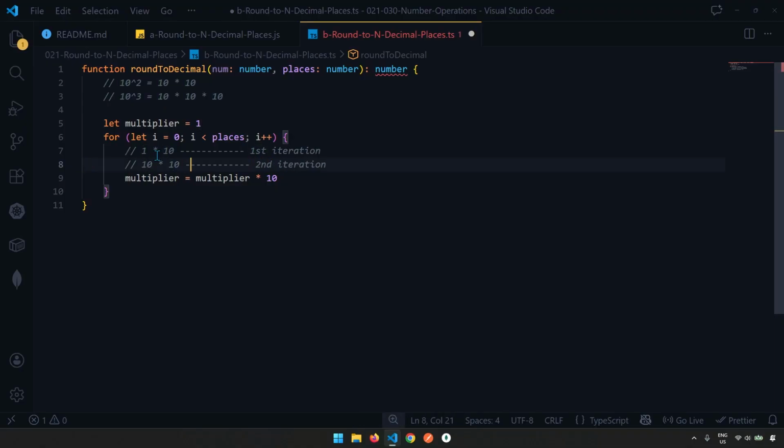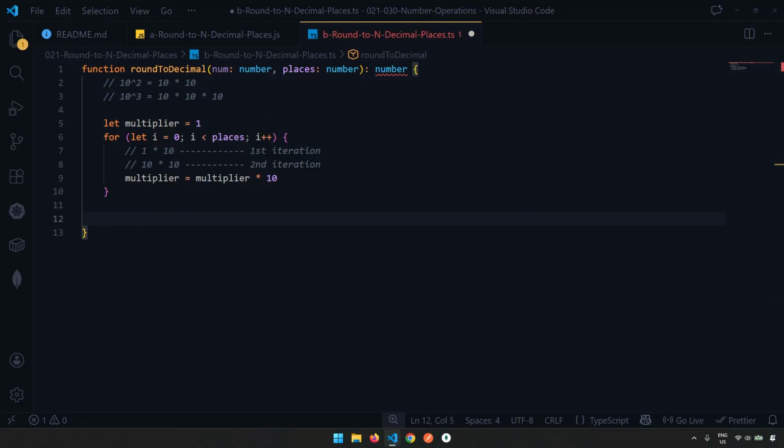Why? Because we have already changed the value of multiplier by 10. Basically, how many times should we multiply 10 by itself? If places is 2, we multiply 10 by itself 2 times. And we use this for loop just to achieve that logic. And that's it. So now the latest value of this multiplier, if you do a console log right here, is 100, if places is 2. If places is 5, that is going to be 100,000. It's multiplying and getting bigger and bigger. That's why I call this multiplier.